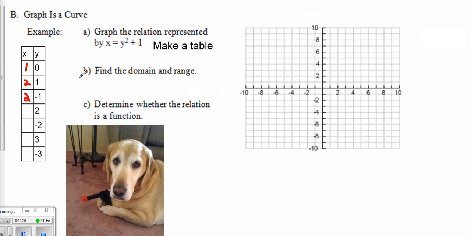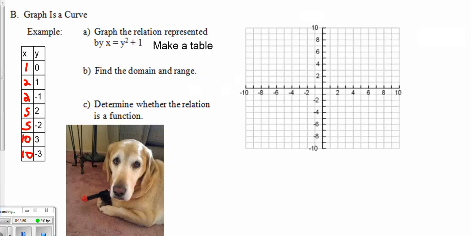Let's do 2 then. 2 squared is 4, plus 1 makes 5. -2 squared means -2 times -2, which is +4, plus 1 is also 5. Let's try 3. 3 squared is 9, plus 1 is 10. Same thing. -3 squared means -3 times -3 plus 1 is going to come out to a +10.